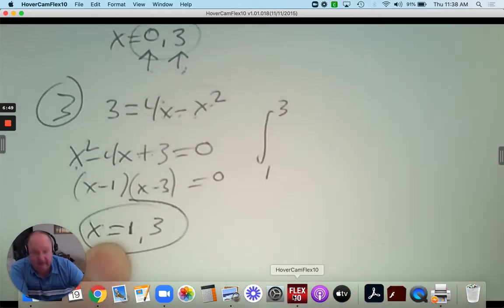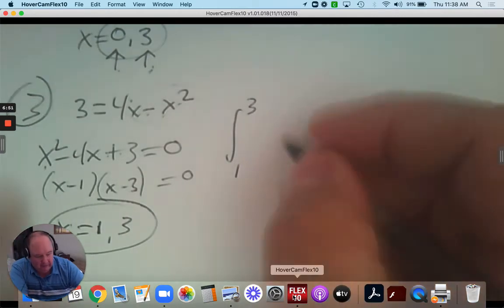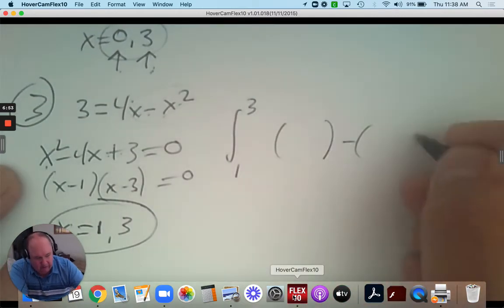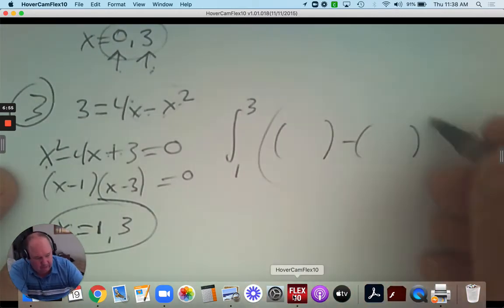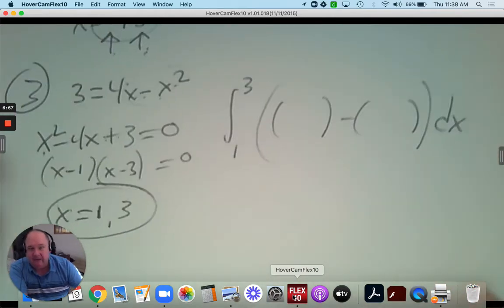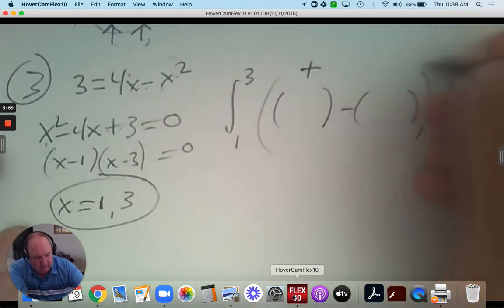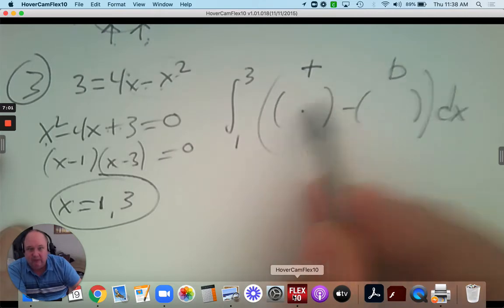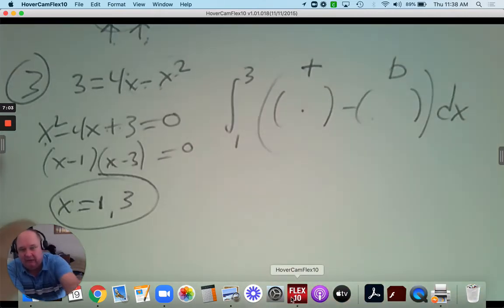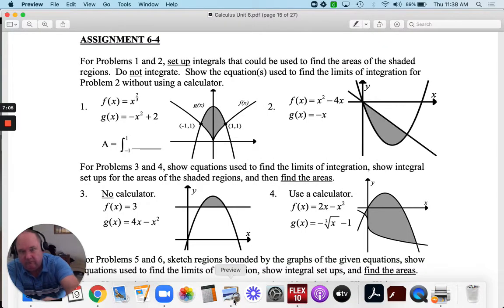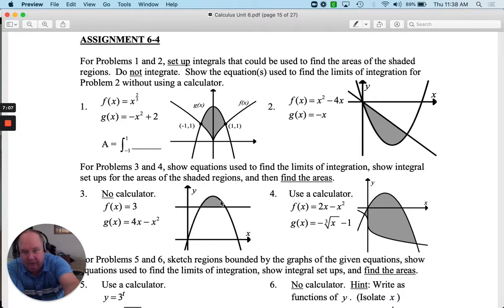Okay, so next, I'm going to integrate from where to where? 1 to 3. Next, what am I going to do? I'm going to take the top, subtract the bottom, put parentheses around all of it, dx, and then remember and remind myself that it's top, subtract bottom. So now go back to the graph. The top is the parabola. That's 4x subtract x squared. The bottom is the horizontal line, which is 3.